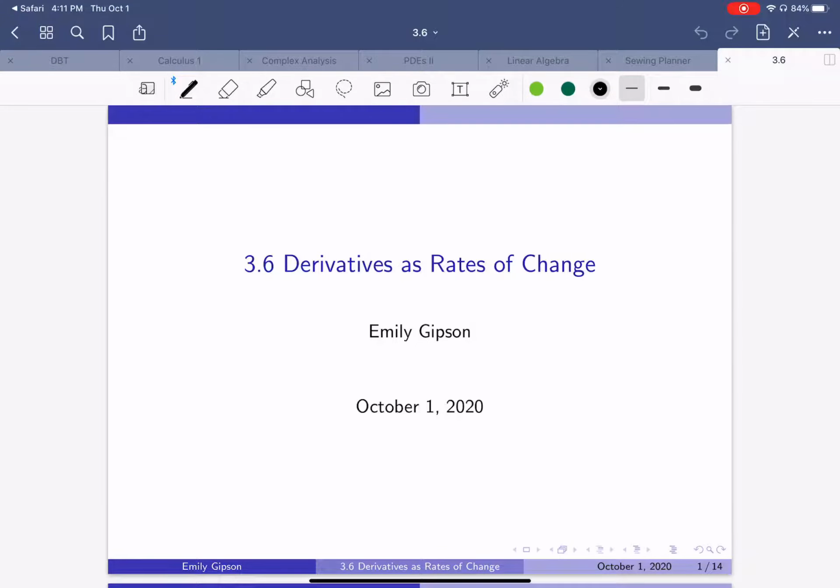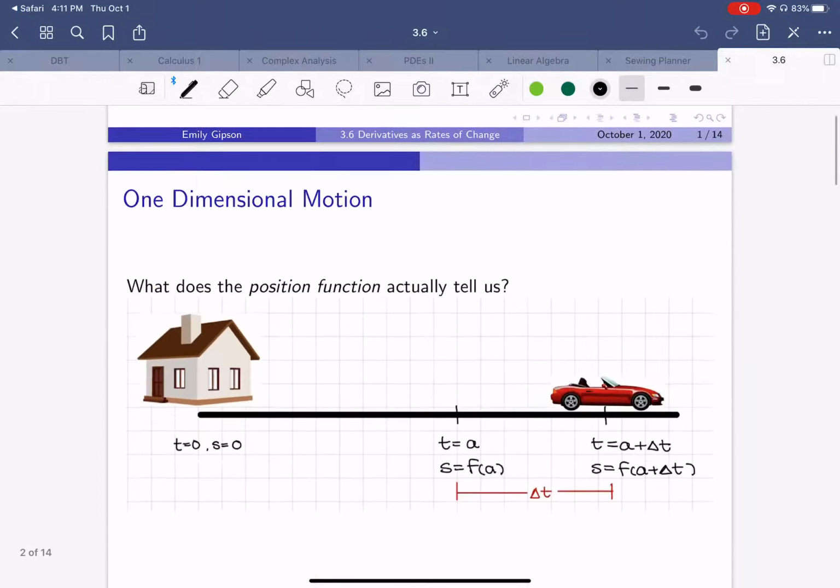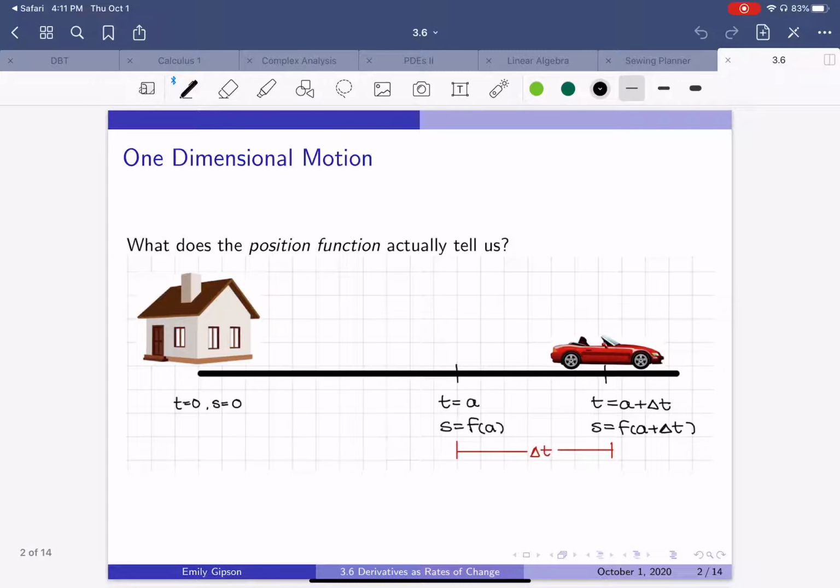All right, good afternoon. Today we're going to talk about section 3.6, derivatives as rates of change. So usually we like to talk about one-dimensional motion in this class when we do our examples, whether that's displacement of a car, displacement of a stone, displacement of a potato being thrown. And we use this position function, and we're curious what the position function actually tells us.